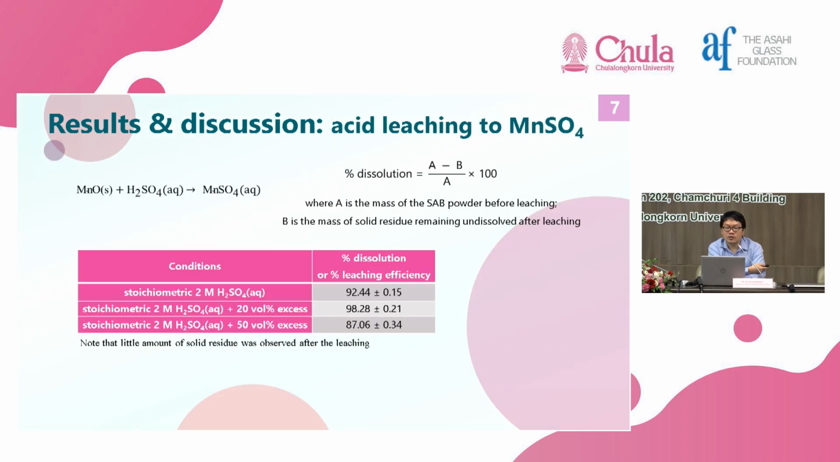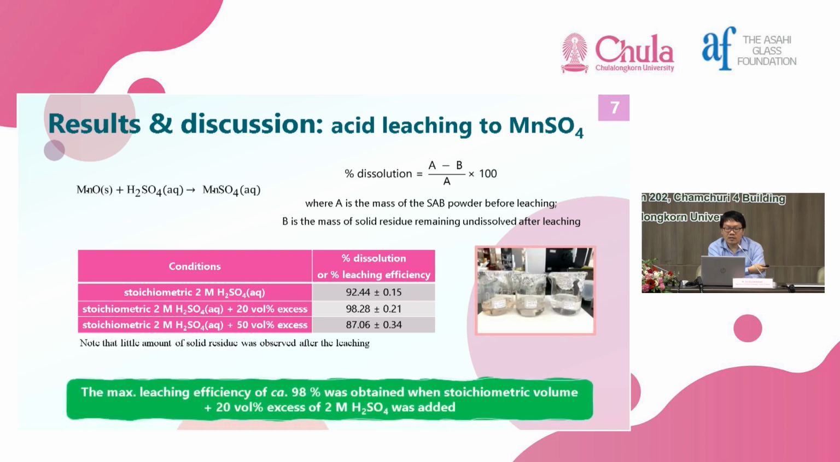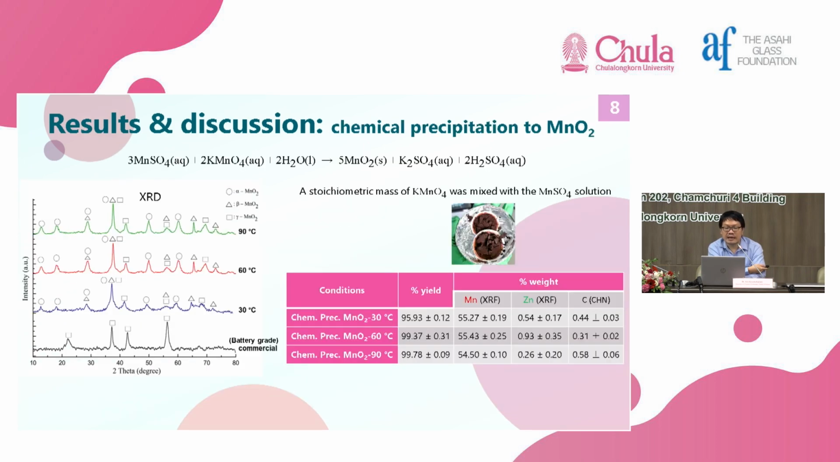And then when we leach, or dissolve, the manganese(II) oxide to manganese sulfate, varying the amount of acid, we could see that with 20% excess of sulfuric acid, we would achieve up to 98% leaching efficiency. That means we almost completely dissolve the heat-treated compound. And lastly, we convert the manganese sulfate into manganese dioxide by chemical precipitation. With a temperature of 60 degrees onwards, we could achieve more than 99% of the manganese dioxide compound.